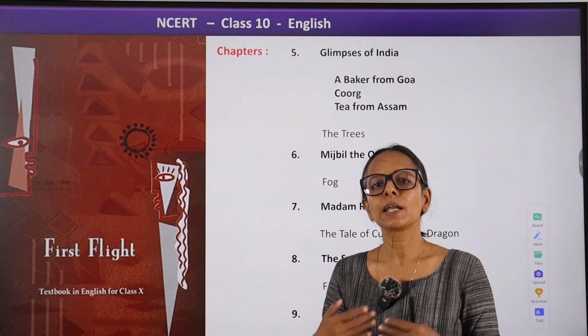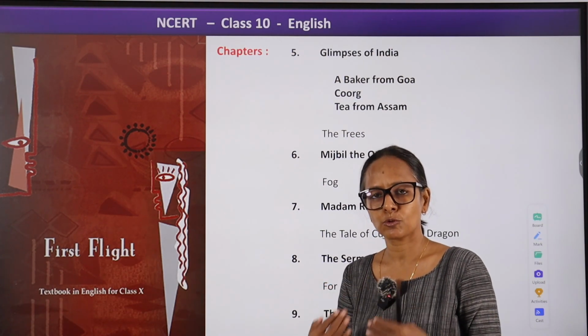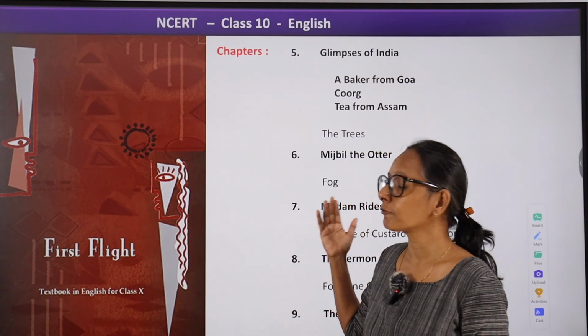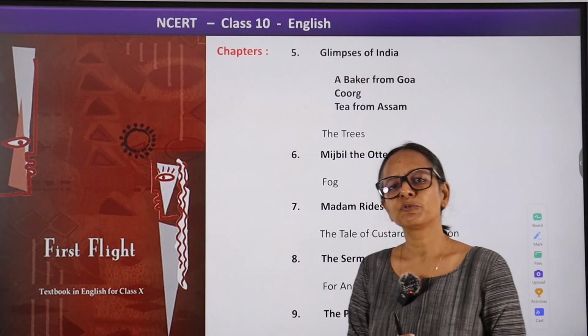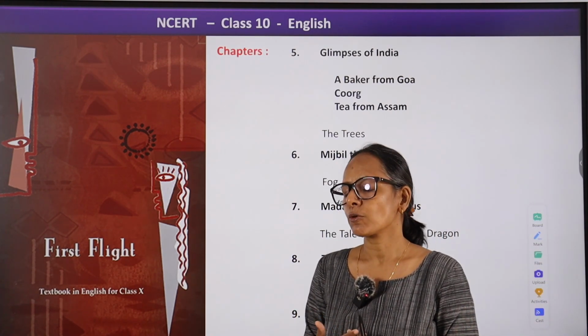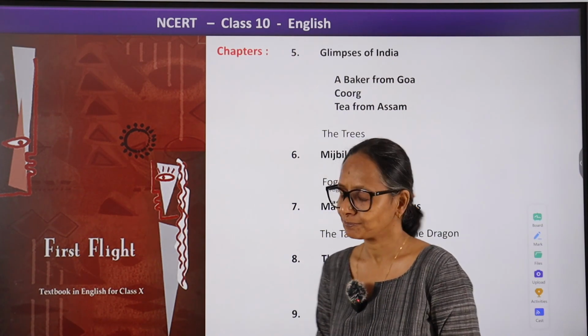One thing that we have to note is that for every prose and every poem that we read, let's also learn about the author who has written it, so that we get to know who has written the prose or the poem. These are all lovely chapters and we can enjoy reading them, both prose and poetry. So let's go to chapter 1 soon.